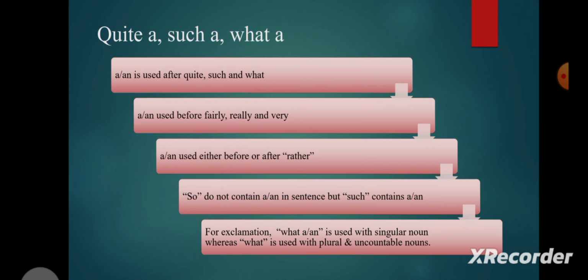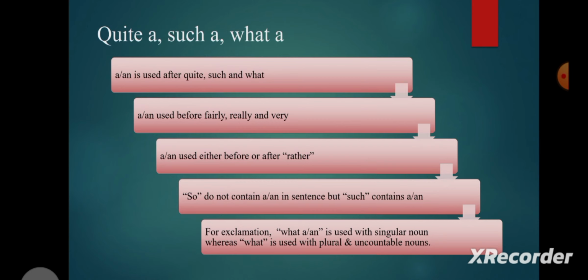A or an goes before very, fairly and really. For example, it's a very old car. It's a fairly long walk. I made a really stupid mistake. But a or an usually goes after quite. It's quite an old car. There was quite a crowd.